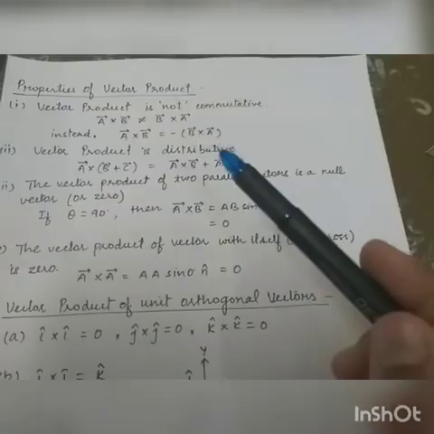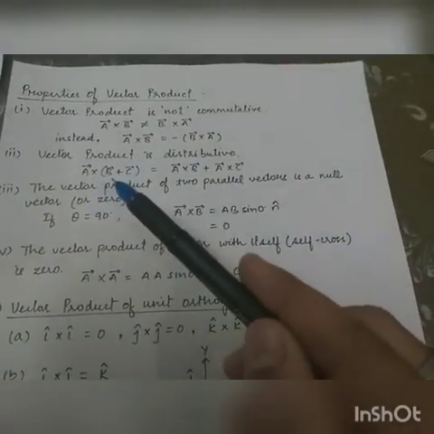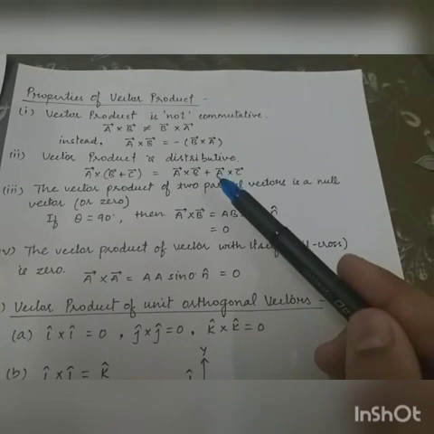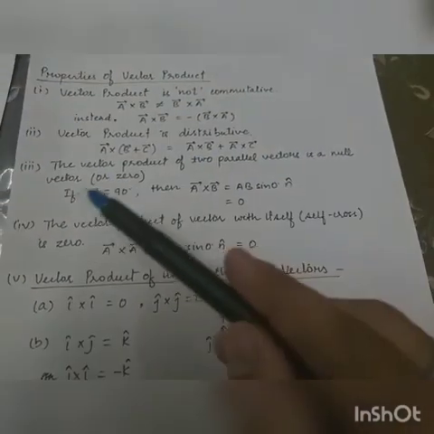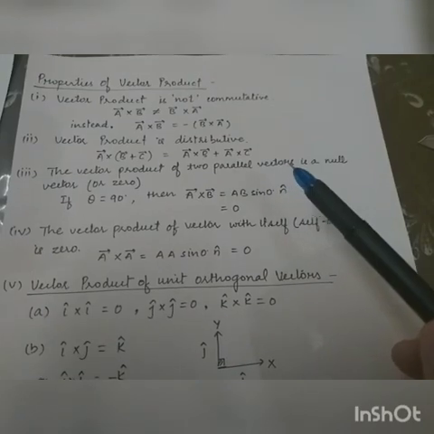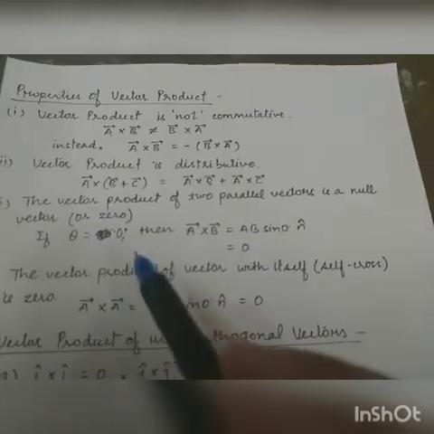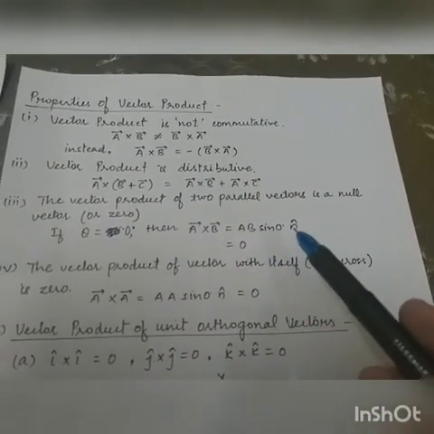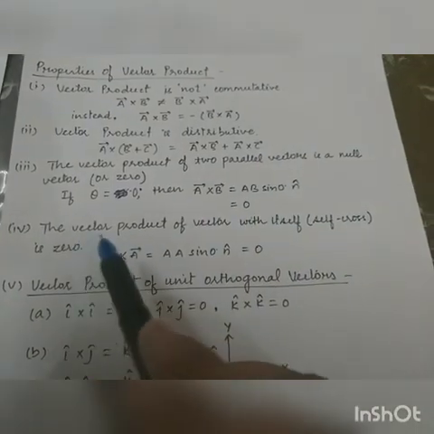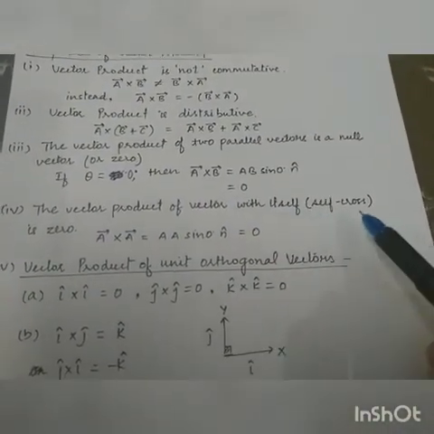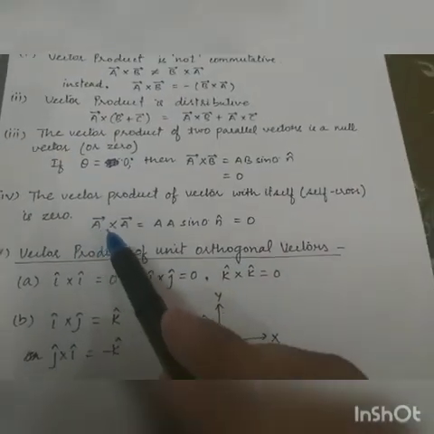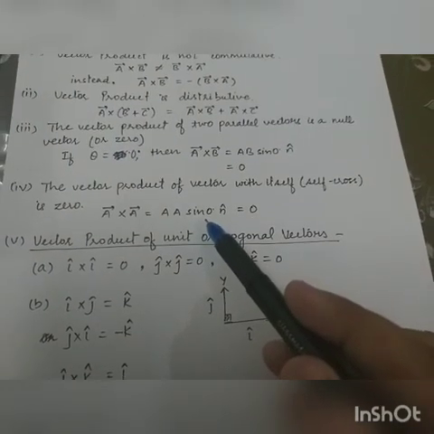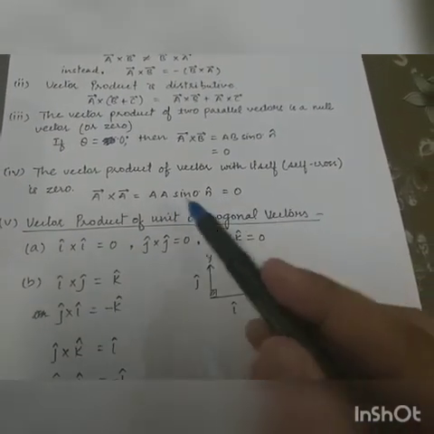Vector product is distributive. A vector cross B vector plus C vector will be equal to A vector cross B vector plus A vector cross C vector. Third property, the vector product of two parallel vectors is a null vector or 0. Whenever theta is 0, then A vector cross B vector is equal to AB sine 0 n cap, and sine 0 is 0. The vector product of a vector with itself, means self cross, is also 0. A vector cross A vector is equal to A A sine 0 n cap, because the angle of a vector with itself is 0, and sine 0 is 0.